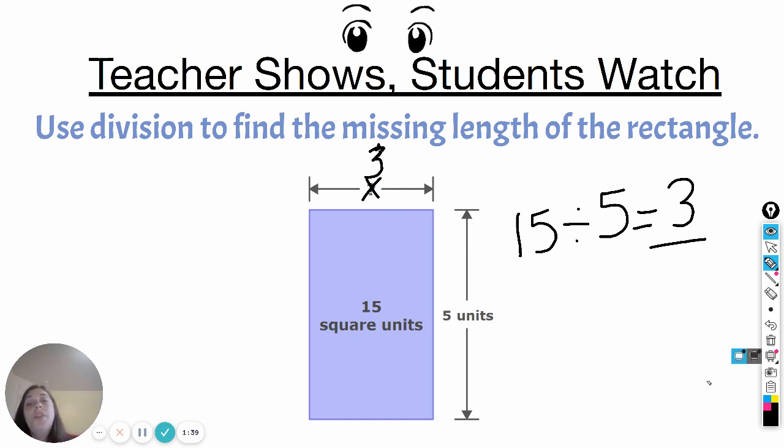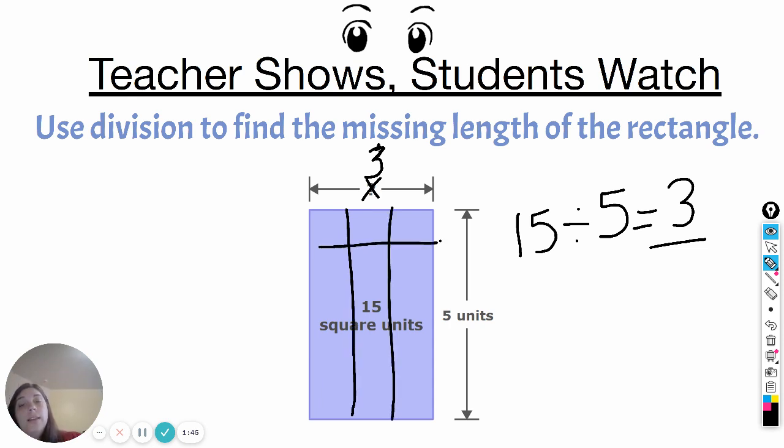Okay, so what that really tells us is that on this side, there's 3, and on this side, there's 5 units. So if it were drawn in with those square unit tiles, this is what it would look like, where it's 1, 2, 3 by 1, 2, 3, 4, 5. And if you count all the squares, there's 15 altogether.